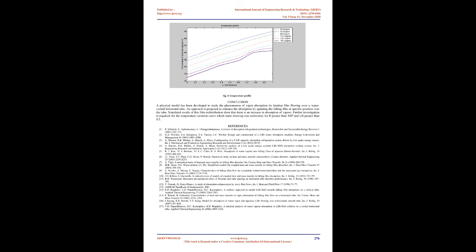Conclusion. A physical model has been developed to study the phenomenon of vapor absorption by laminar film flowing over a water-cooled horizontal tube. An approach is proposed to enhance the absorption by agitating the falling film at specific positions over the tube. Simulated results of this film redistribution show that there is an increase in absorption of vapors. Further investigation is required for the temperature variation curve, which starts showing non-uniformity for angle greater than 1000 and y/d greater than 0.5.